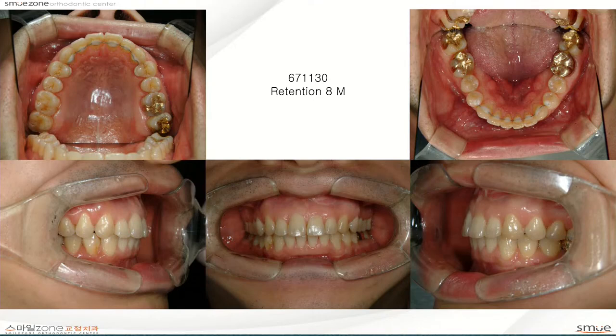It was 8 years ago, but I asked her to visit my office to take new photos, but she was so busy that she doesn't have time to come for a check. But she said, "Okay, doctor, don't worry. I'm wearing my retainer very well, and it just fits as usual." So I think that she maintained the result very well.